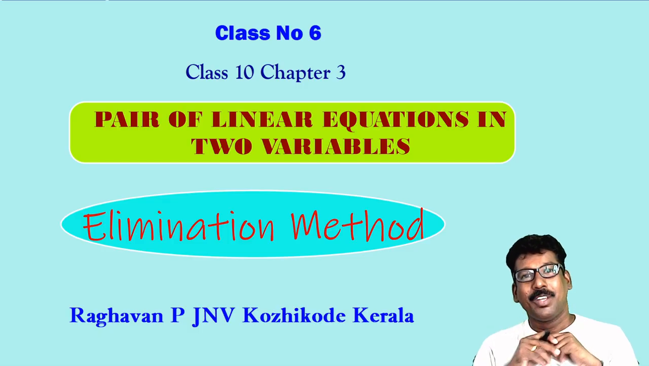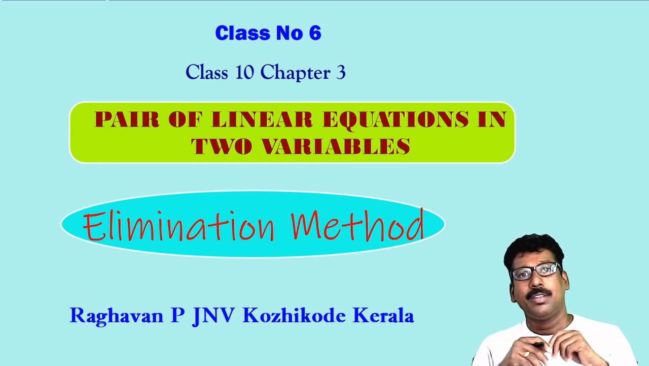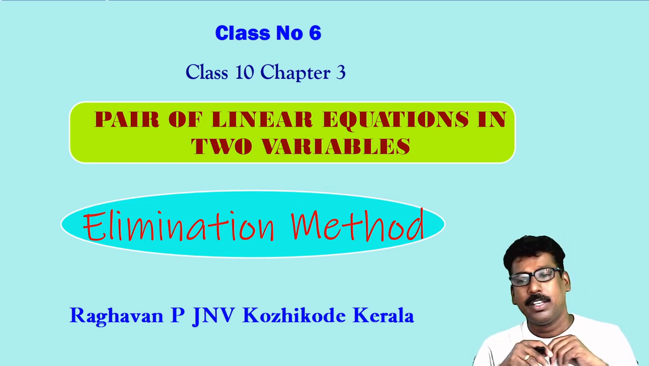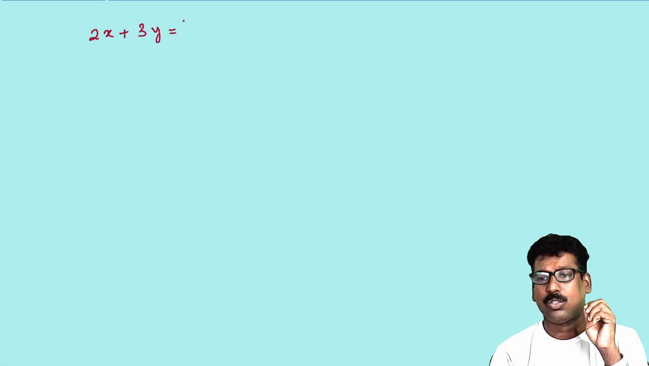Hi to all. Welcome to my 6th class on chapter 3, pair of linear equations in two variables. Today I am going to discuss a new method called elimination method. Let me take an equation: 2x plus 3y is equal to 7.